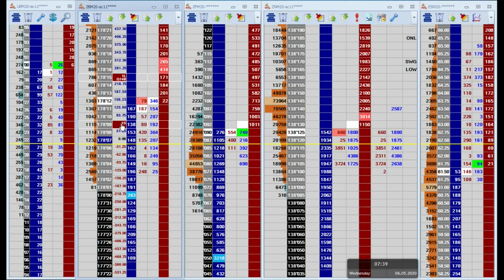And these products do this all the time. They'll do a short squeeze, or in this case, a long squeeze. And then they just push back in the other direction as people cover their trades.